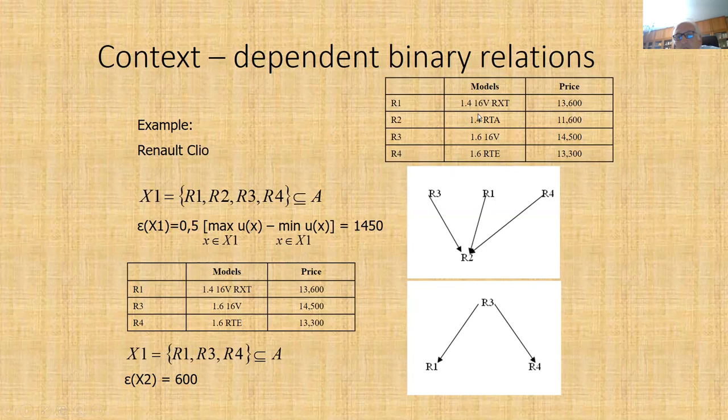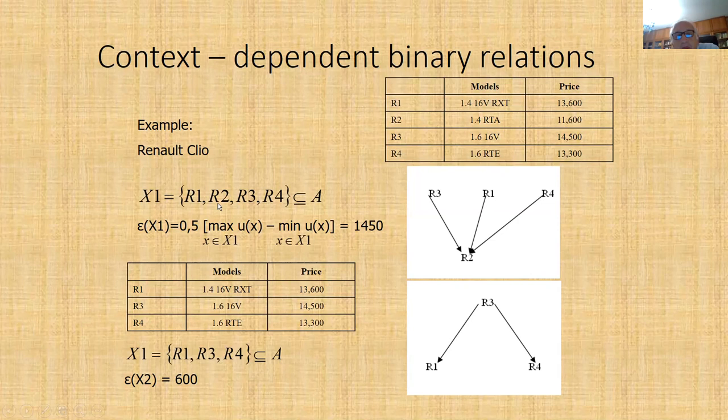So these are the models of Renault Clio. Don't be surprised, and don't tell me that there are no such cars now. I did this example when I wrote a book in 2002, I think, the first edition, and I took these prices from the internet. But now maybe these models are absent or prices have changed. So this is just an example. These are four different cars, models of Renault Clio, and these are prices of that time.